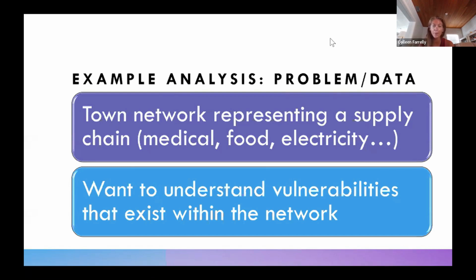It could be food. That's been a really important one lately in the world with disruptions to the supply chain with COVID and some of the conflicts. It could be an electricity supply chain, so our power network. And we want to understand what vulnerabilities exist within that network to allocate more resources to the more vulnerable spots so that they don't go down and take down other parts of the network with them.